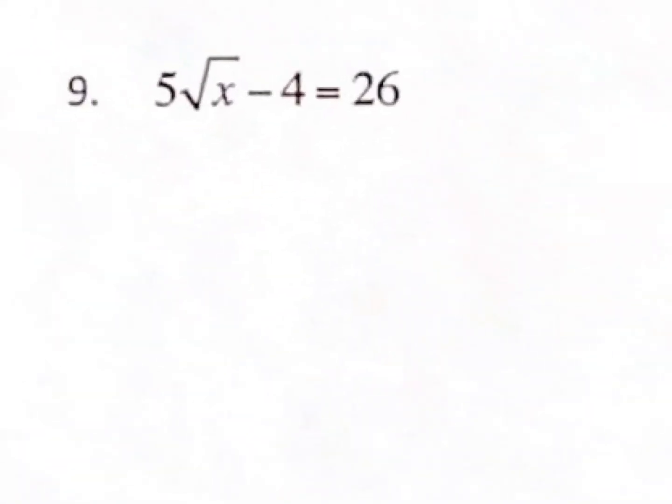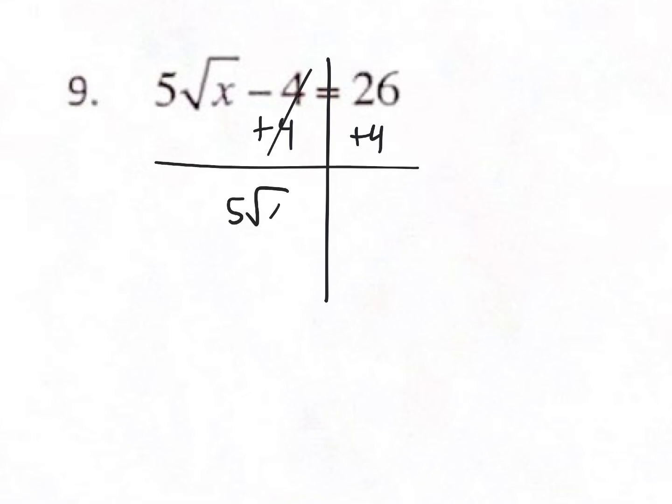Okay, number 9, we've got to do a few things before we can actually go ahead and get the square root by itself. I need to first go ahead and add this 4. Not dividing by 5 yet, I'm adding the 4 first. So I get 5 square root of x equals 30. Now how do I get rid of the 5? Well, the 5 is being multiplied, so how do I undo multiplication? We divide, so I'm going to divide by 5.